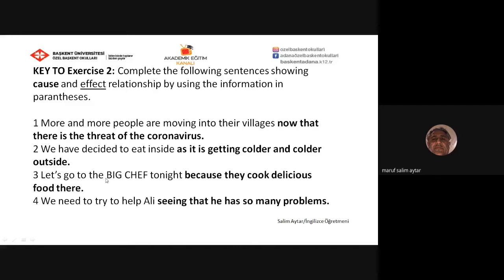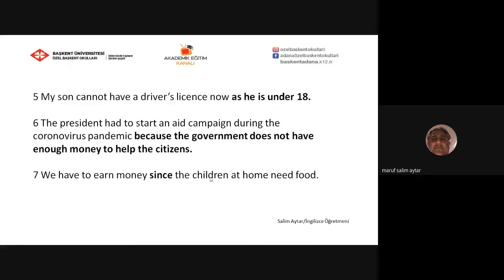Let's go to the big chef tonight because they cook delicious food there. We need to try to help Ali, seeing that he has so many problems. My son cannot have a driver's license now as he is under 18. He is under 18. Mind you, it is a sentence.